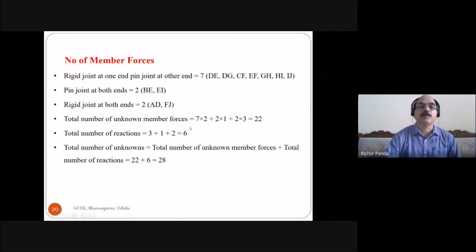Find out the total number of unknown member forces. When there is rigid joint at both ends, you have to take the number of unknown member forces as 3. Then rigid joint at one end and pin joint at other end, you have to take 2. Then pin joint at both ends, you have to take 1. So 2 into 7 plus 1 into 2 plus 3 into 2, which is equal to 22. This is your total. Then you find out the total number of reactions. How many reactions are here?